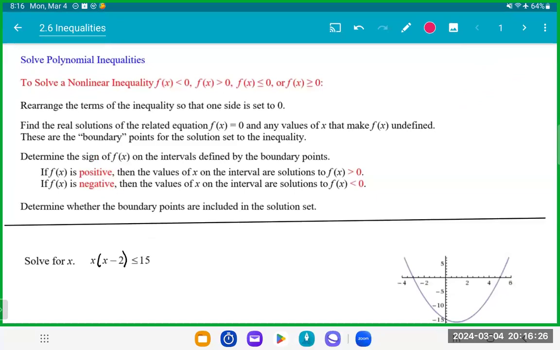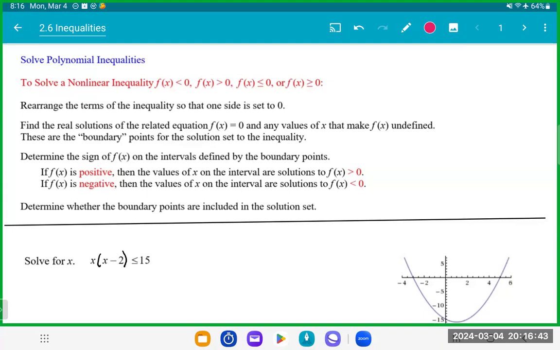All right, it is 8:15, so let's go ahead and keep moving forward with this section. The final section that we have here is going to be looking at inequalities.